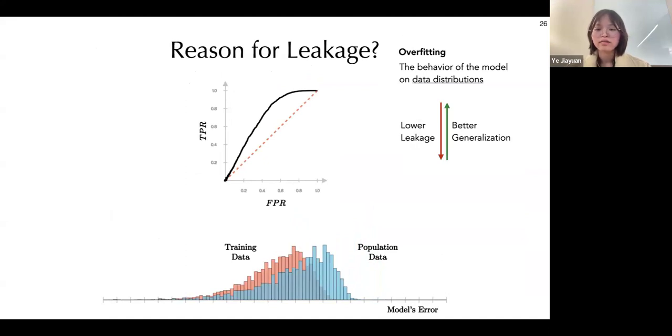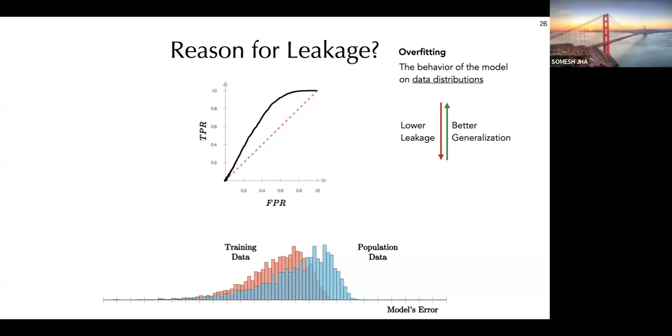And this difference is really just the overfitting probability of the model, because population data, you can see it as data drawn from the same distribution, which is equivalent to test data. And therefore, really, the higher the generalization, the lower the leakage will be as measured by this attack. And it captures only the overfitting reason for information leakage.